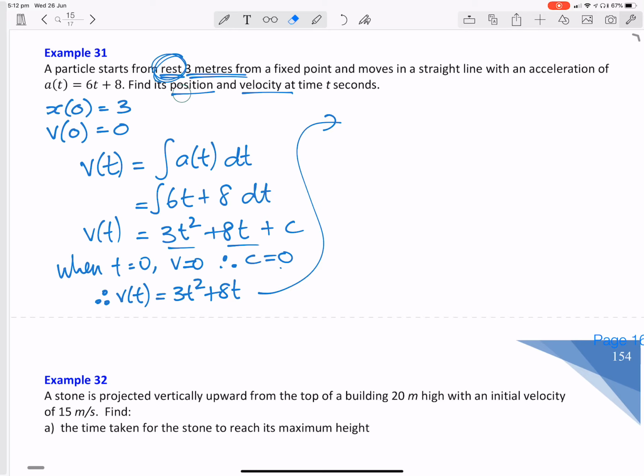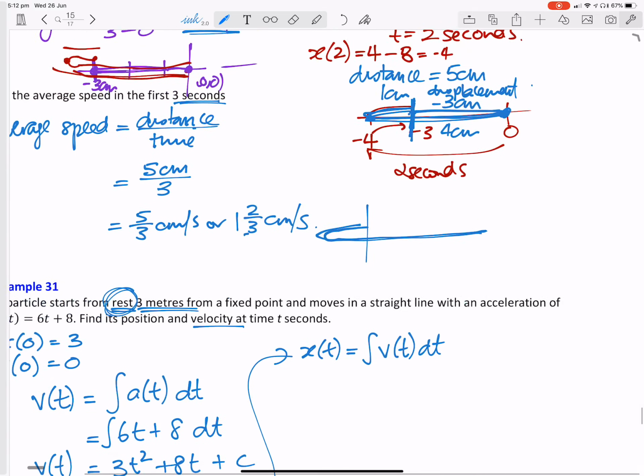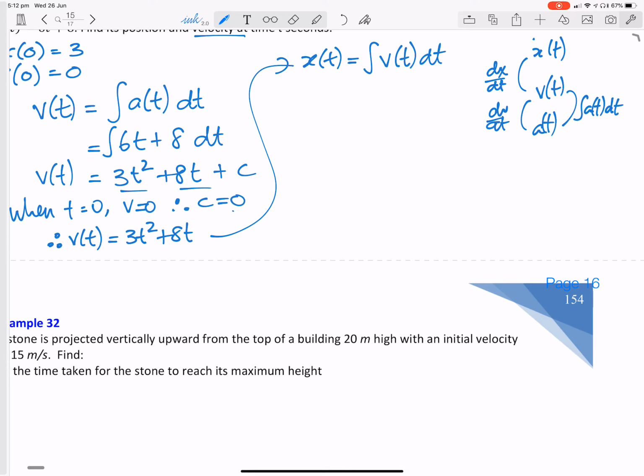Next, we want to find our position, and we know x of t is the integral of v of t dt. That all stems from the table that I wrote: x of t, v of t, a of t, with dx/dt and dv/dt. Likewise, if I integrate a of t, we get v of t, and if I integrate v of t, we get x of t.